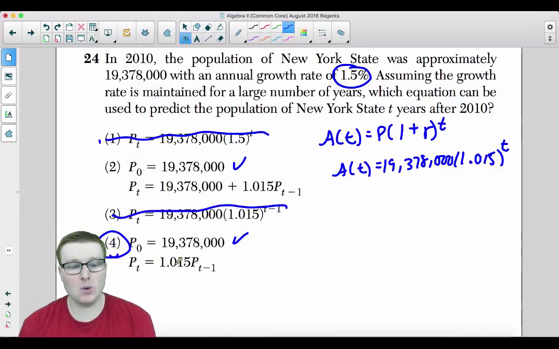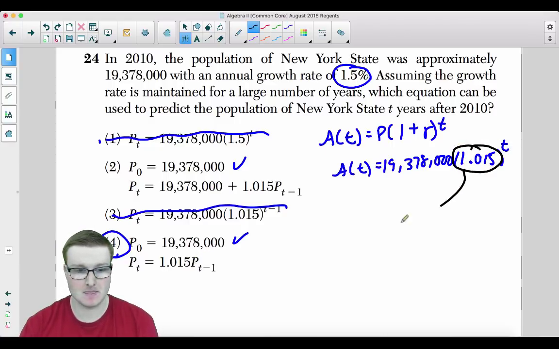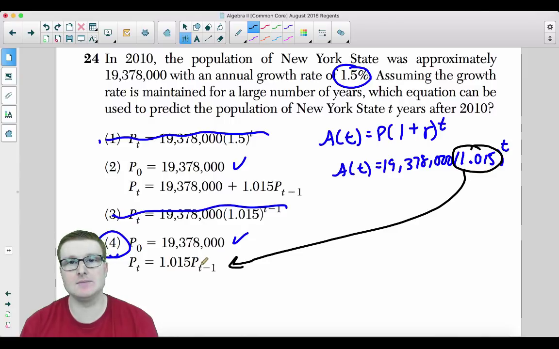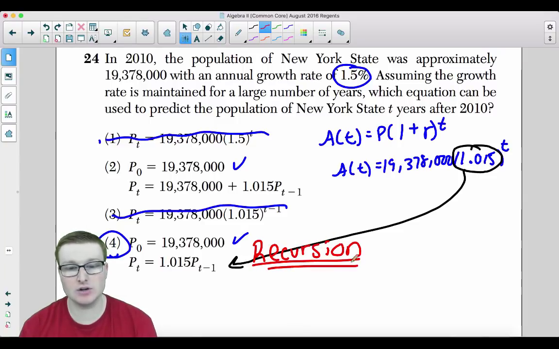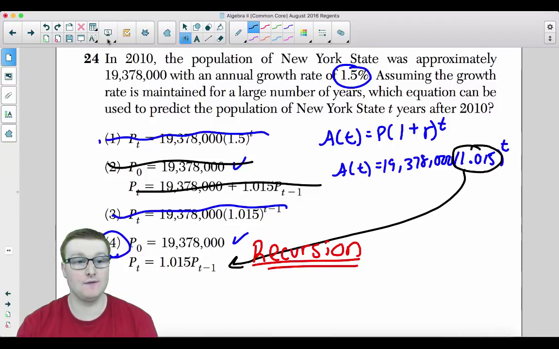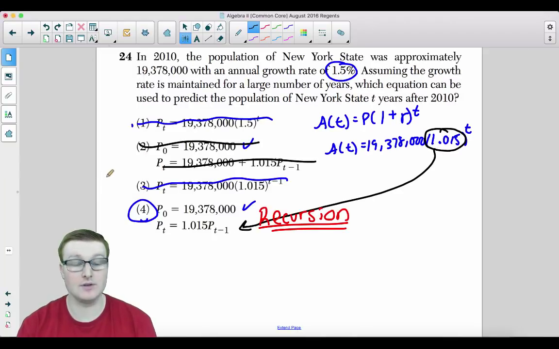It's showing 1.015 increase, which I just said over here, times the previous term. So this is just showing recursion. This is showing recursion, and this would be the correct answer if it was the explicit form. Unfortunately, none of those answers are here, so your answer has to be choice 4 for that question.